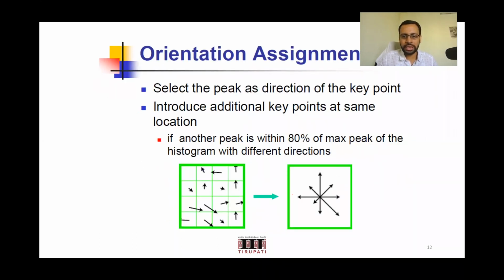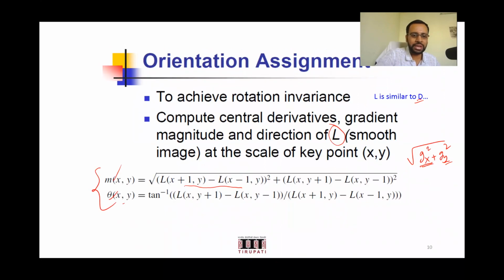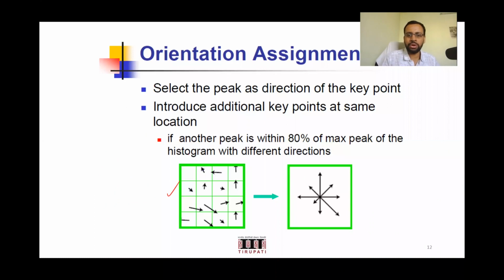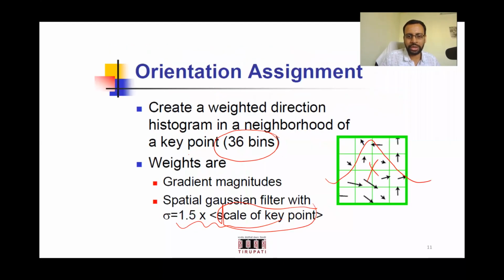Okay, and then assume that this is what you got at the end. Can you tell me what the length is signifying there, and what the direction is signifying? So the length is the magnitude that you have seen here, and theta is telling you the orientation. You apply that at every point here.